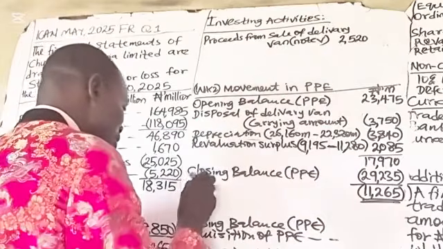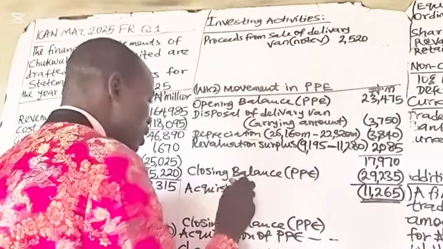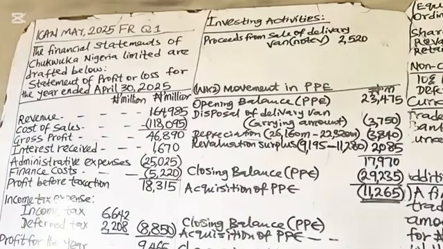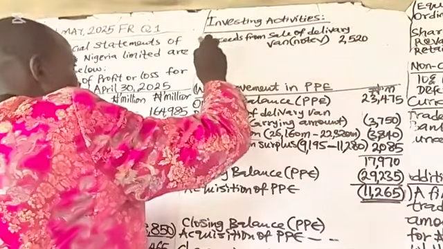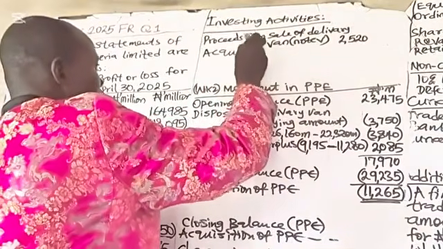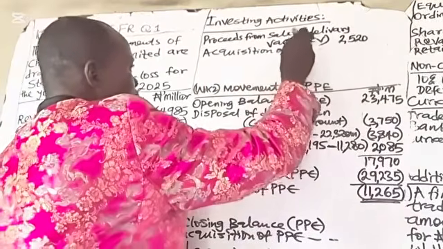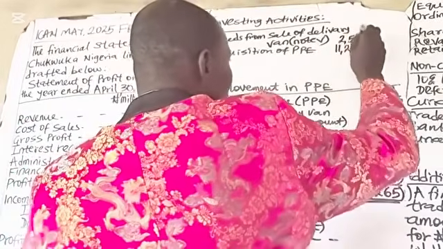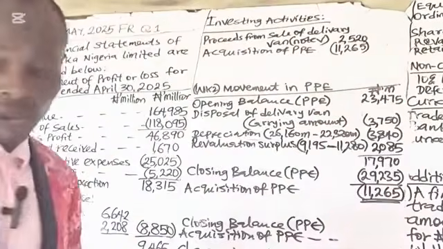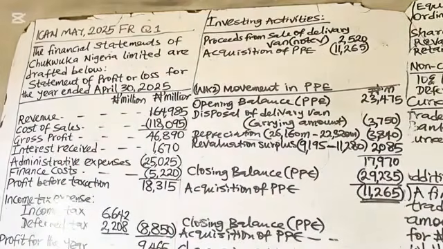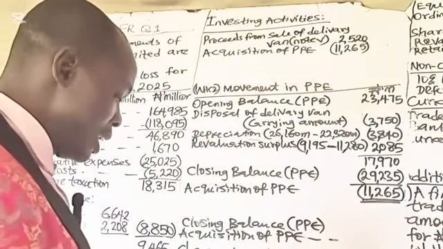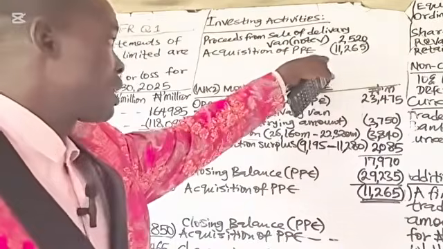So you have acquisition of PPE. Then this sum will be reported as investing activities. Acquisition of PPE of 11,265 as an outflow. So by the time the other figures will be written, you may be seeing 13,350 as acquisition of PPE.